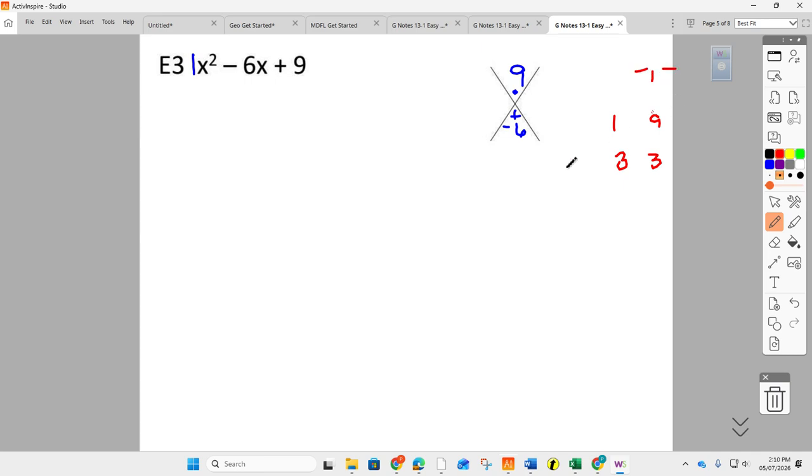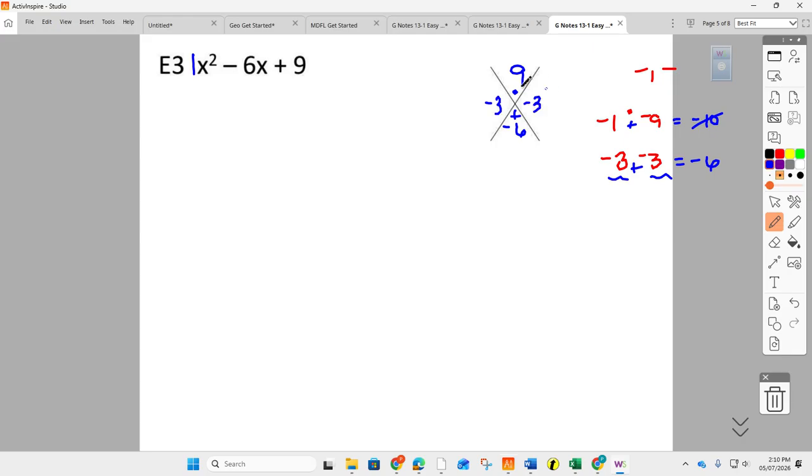The only way to get a negative, you can add two numbers together, is have at least one of them negative. So they're both going to be negative. So negative 1 times negative 9 is positive 9. Negative 3 times negative 3 is positive 9, so that part is true. Now if we add them, negative 1 and negative 9 is negative 10. That is not my bottom number there. Negative 3 plus negative 3 is negative 6. That matches my number, so now I know these go on the side.